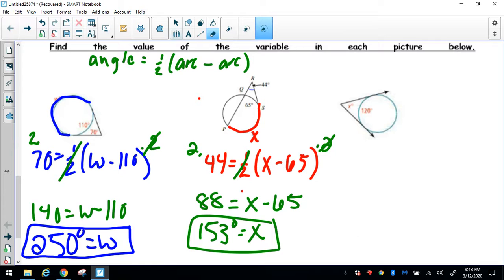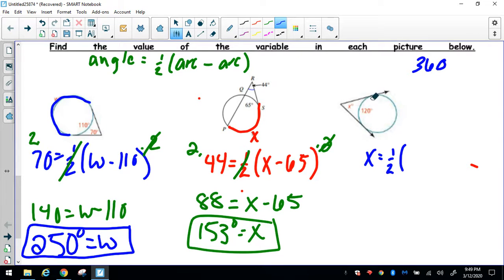Okay. And then the last one we're going to do is this last one. We're trying to find X, which is the angle. So we'll have X equals, and then it'll be a half. And then we need the outside arc, which they don't tell us. But we know things about circles. We know that the angles in a circle add up to 360. We already know that 120 piece, so I'm going to subtract them, which means 240 is this outside arc, which is the one I needed to start with.